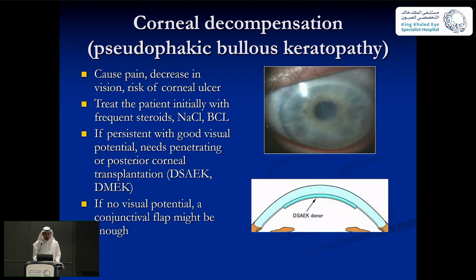So they will complain of pain due to the bullae and decreased vision. There will be risk of corneal ulcer. Treat the patient initially with a frequent steroid, bandage contact lens, and sodium chloride. If persisted with good visual potential, might need to transplant the endothelium in the form of DSAEK or DMEK. But if there is no visual potential or the vision is lost in this eye, you can go ahead and do a conjunctival flap.